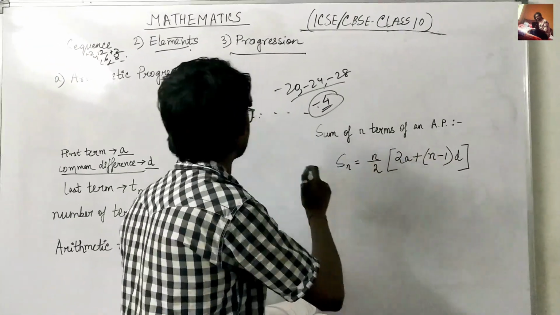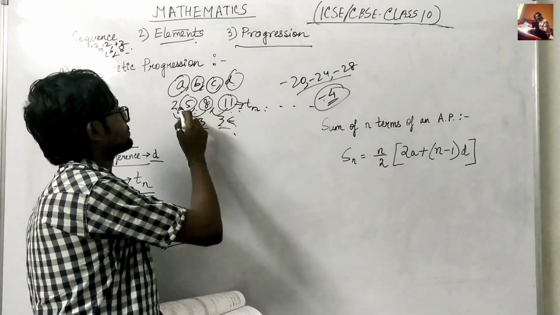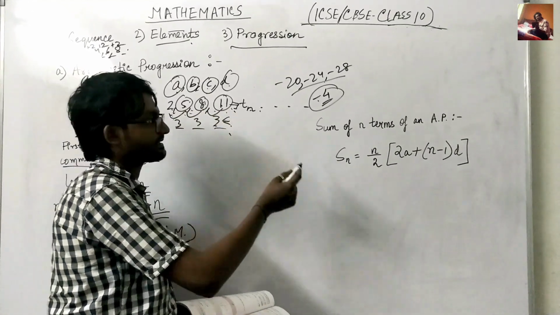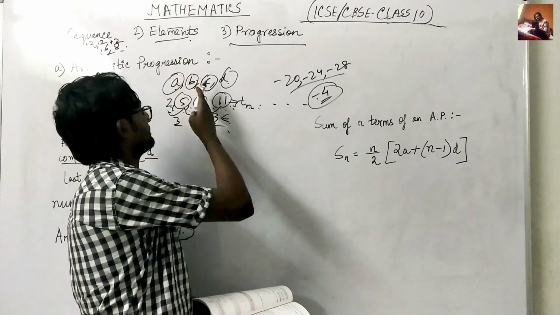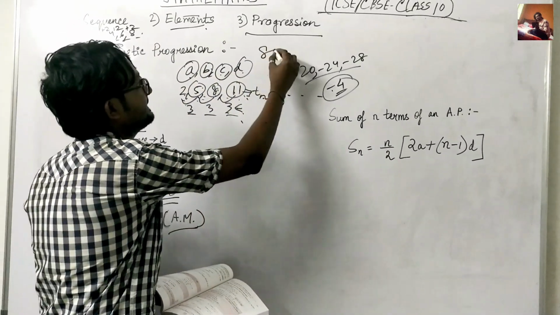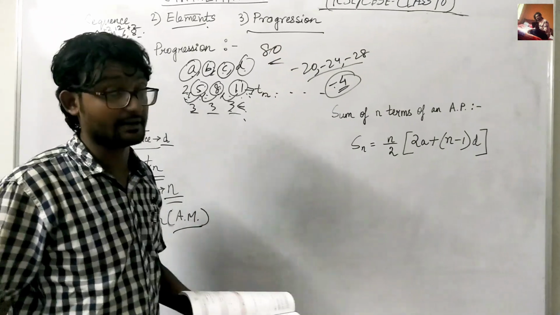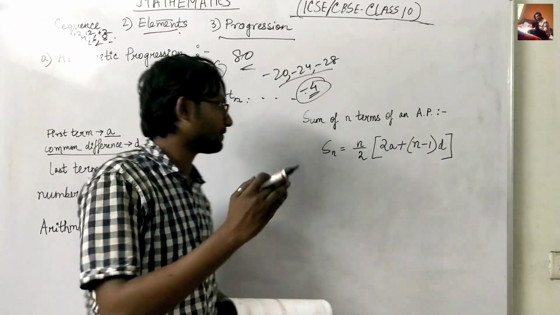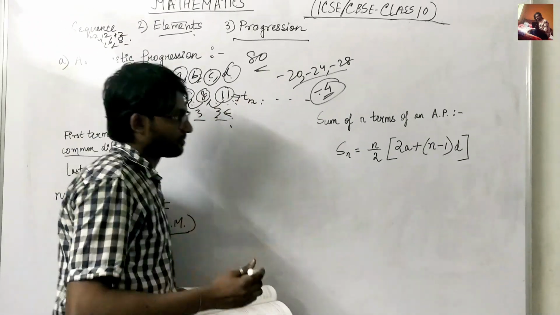So if we sum 2, 5, 8, 11: 2 plus 5 is 7, 7 plus 8 is 15, 15 plus 11 is 26. Here we have only 4 terms. But if there are over 80 terms, it will be very difficult for you to add 80 numbers. For that reason, we have a formula.